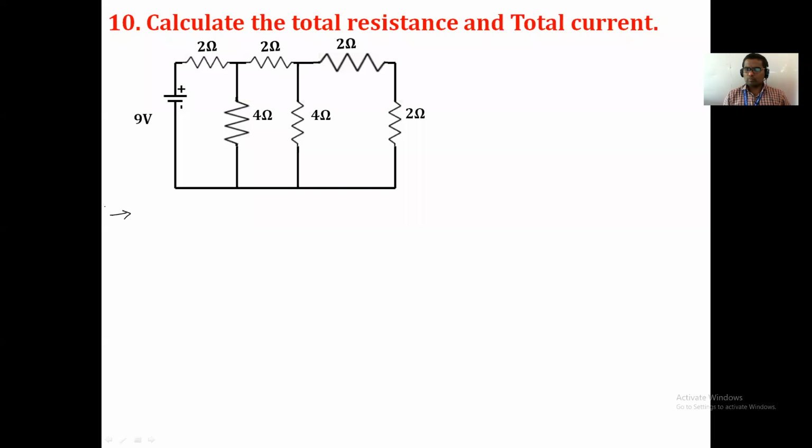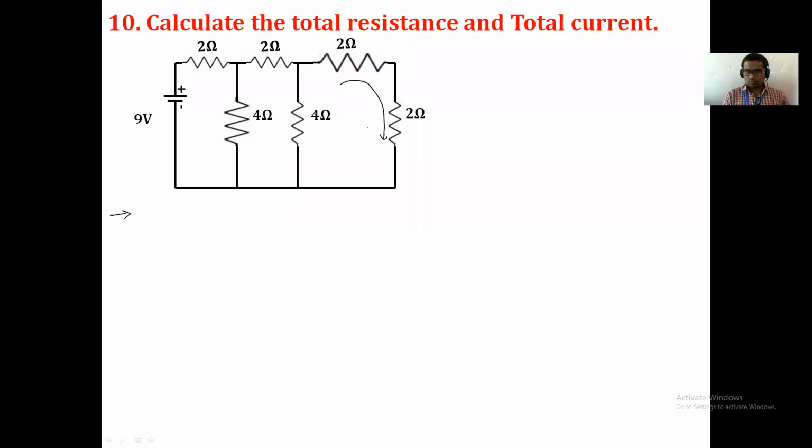Okay. May I start to solve that example? Yes, sir. But can anyone tell me how the resistances are connected here? Can anyone try? 2 ohm connected in series. Series. This 2 ohm and this 2 ohm are connected in? Series. Okay, next.